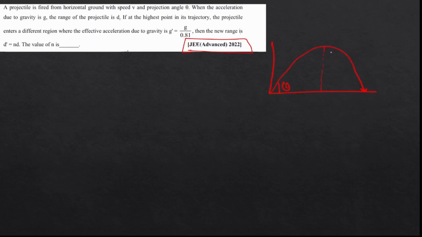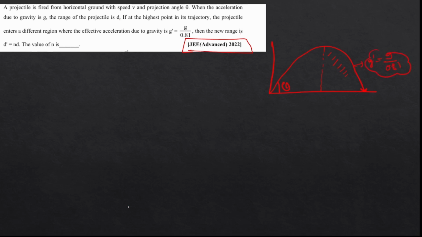So now the next question is this, and this was asked in JEE Advanced 2022. What this question is saying is that a projectile is thrown in this way, and its angle of projection is theta. When it reaches its maximum height, it goes into another zone where the effective acceleration due to gravity is g dash, which is given as g upon 0.81, right?